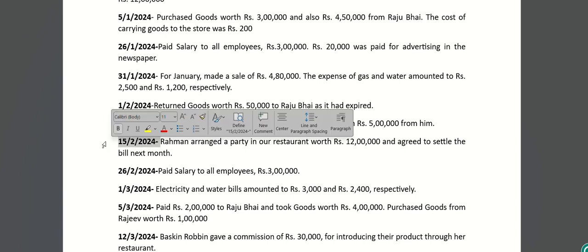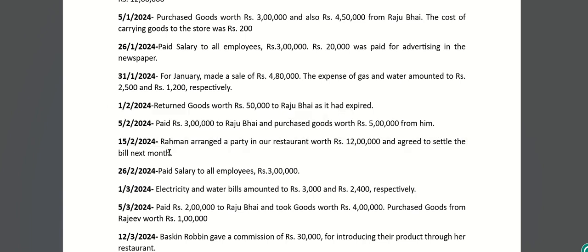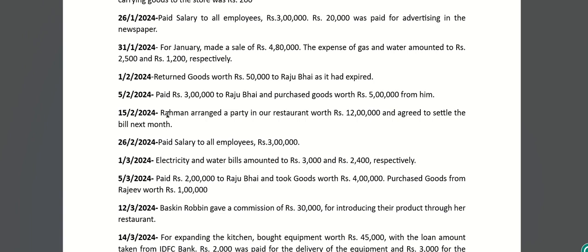Yes, the next date is 15th, 2024. What happened on that day? Rahman arranged a party in our restaurant worth rupees 12 lakh and agreed to settle the bill next month. So, just remember, Rahman is a person who made a purchase from us, or in other words, the restaurant sold something to Rahman. Here it is written as a party.